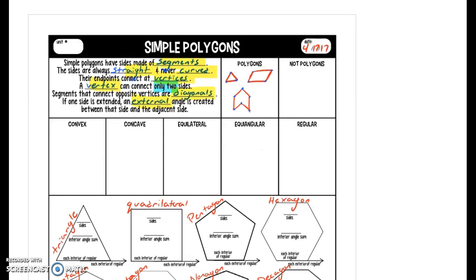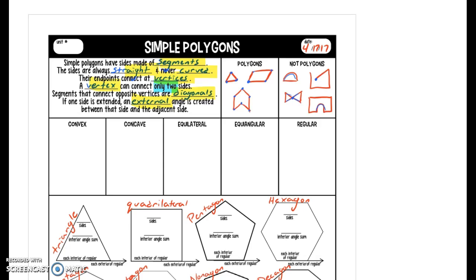Each of these 3 shapes are polygons because they're made up of segments only, straight lines only, not curved, and each vertex, each corner, is made up of only 2 segments. Each of these 4 are not polygons. This one is not because it is curved, same as this one. This one is not because this vertex has 4 segments. This one is not because they don't connect. That vertex only has 1 segment.